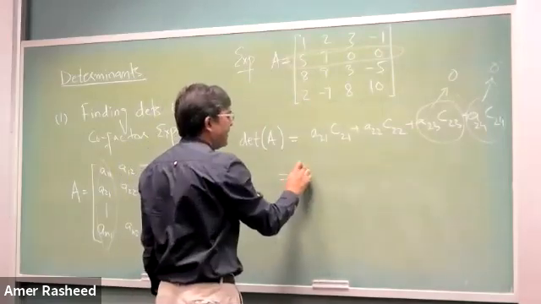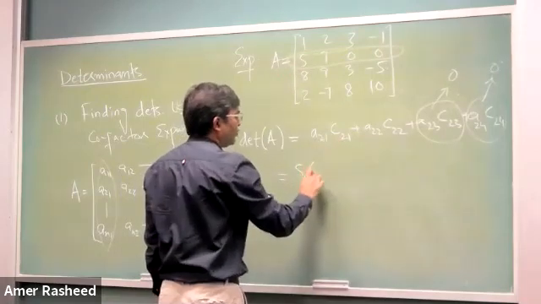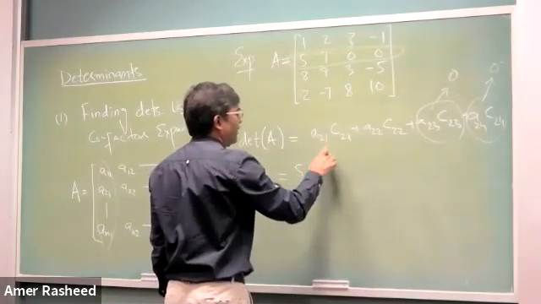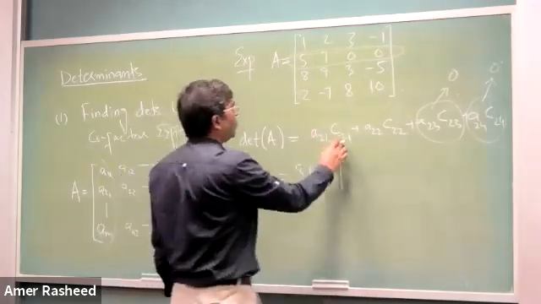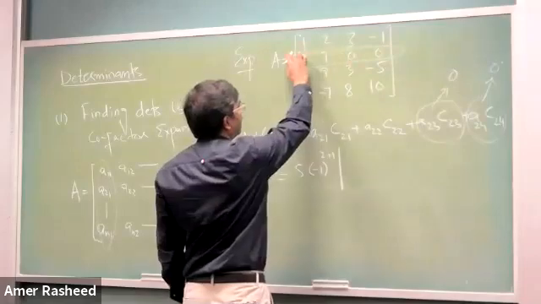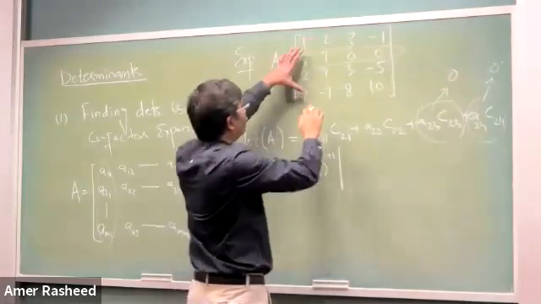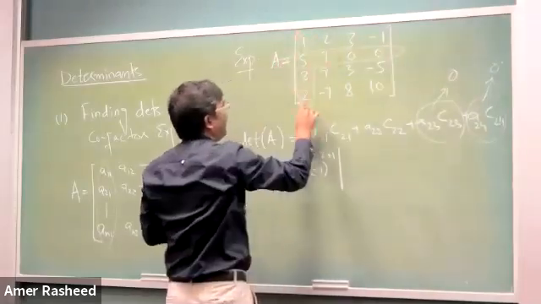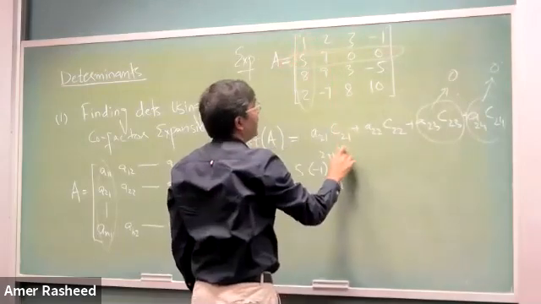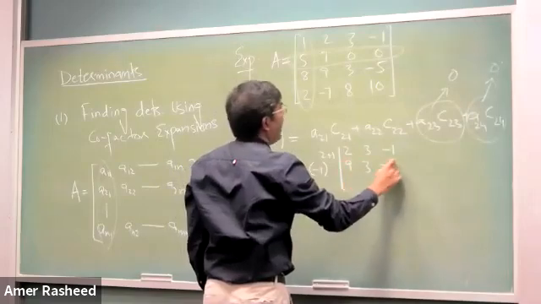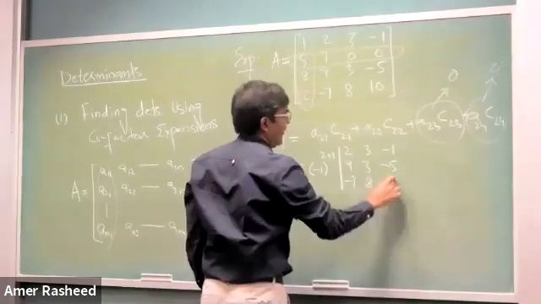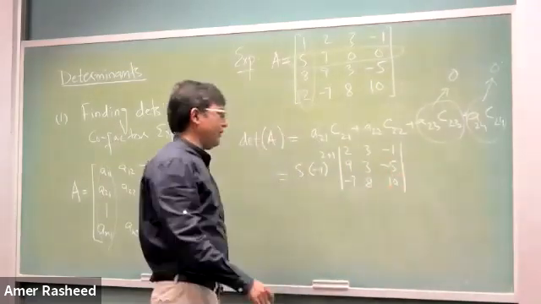A21 is 5, and the cofactor 21. Cofactor 21 is -1 raised to the power 2 plus 1 times the minor of 21. Minor of 21 means second row, first column. You delete these two things and write the remaining entries in the determinant: 2, 3, -1, and then 9, 3, -5, -7, 8, 10. So this is the minor 21.